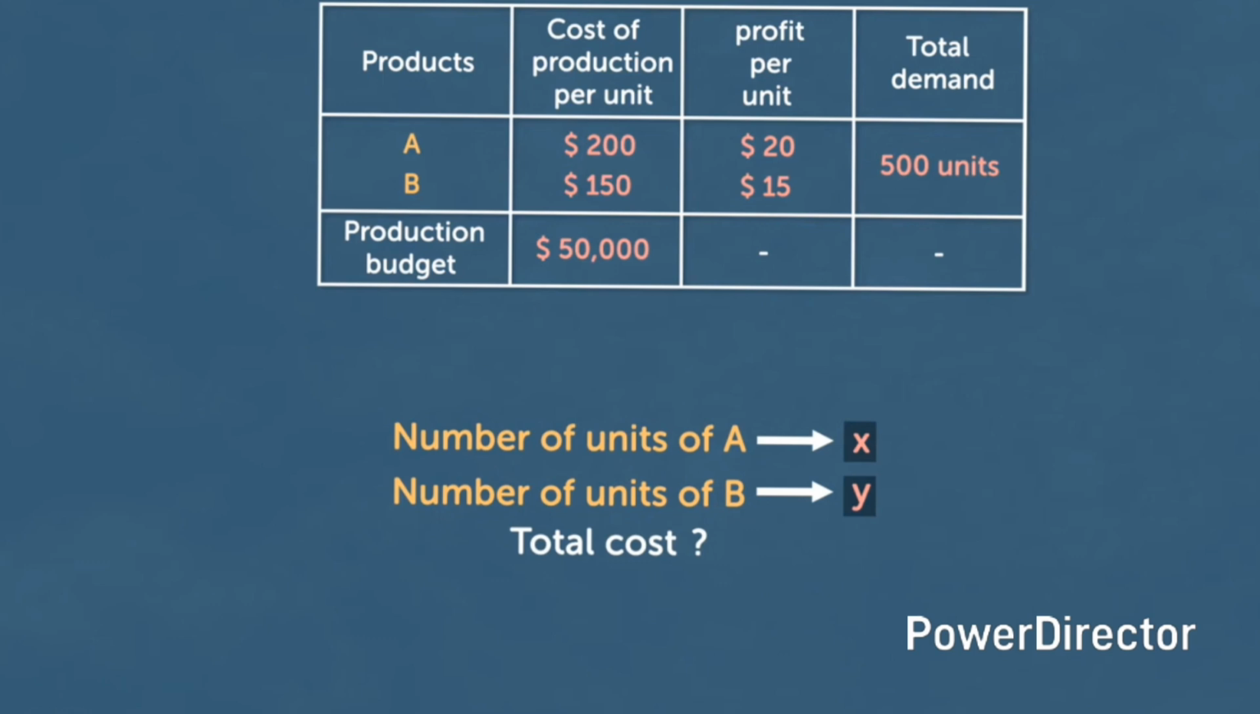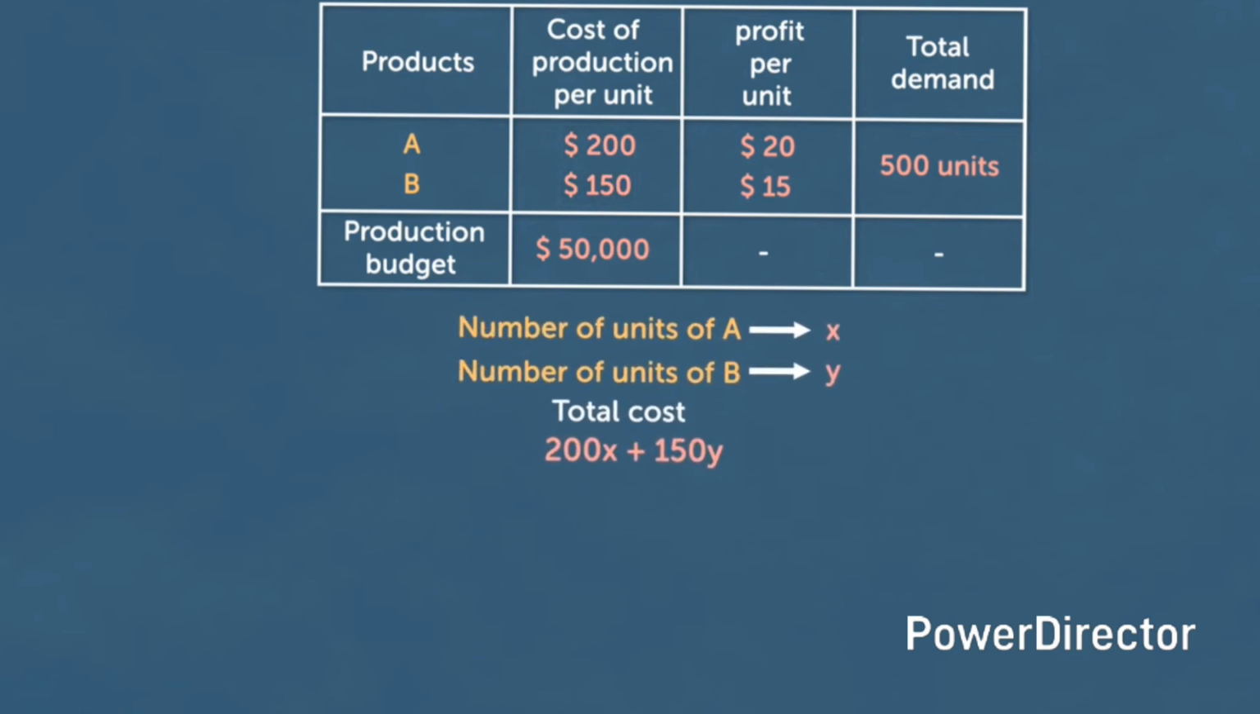Can you tell me the total cost of manufacturing these many units of A and B respectively? Yes, it will be 200 times X and 150 times Y, which is multiplying the quantity with the price.